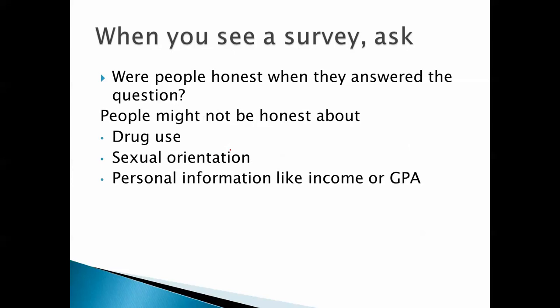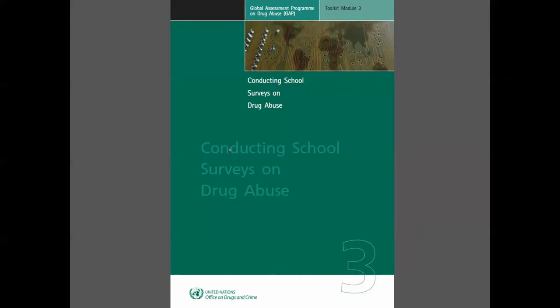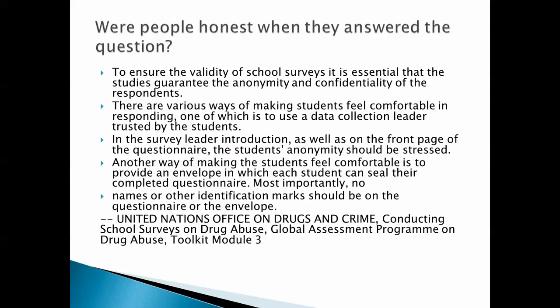Now, you need to be careful when you ask questions like this. People might not be honest about drug use or sexual orientation or personal information like income or GPA. In fact, the United Nations, which produces this drug survey each year, has specific instructions about how to conduct such a survey. You don't have to read all this, but basically it says you need to have people submit their responses in an envelope. You have to have a trusted student collect these envelopes from students, etc. You need to be careful.